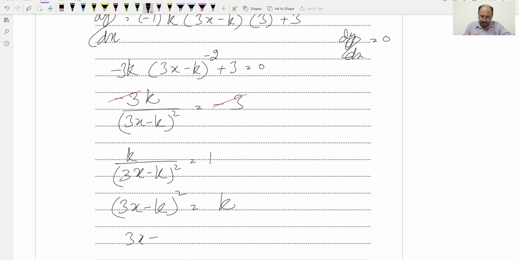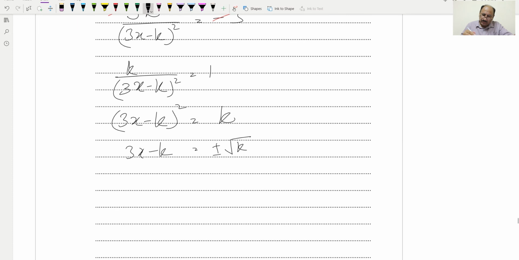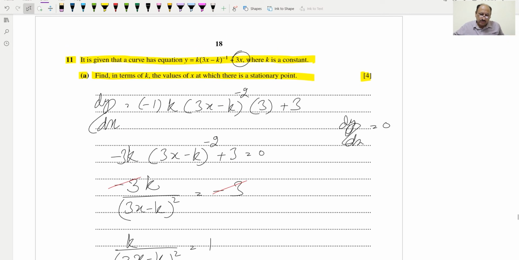And 3x minus k is equal to plus minus under root k, and we can rewrite it as 3x is equal to k plus minus under root k, and 3 also we can shift, so x is equal to k plus minus under root k divided by 3, and this will be the final answer. Find in terms of k the value of x at which there is a stationary point.